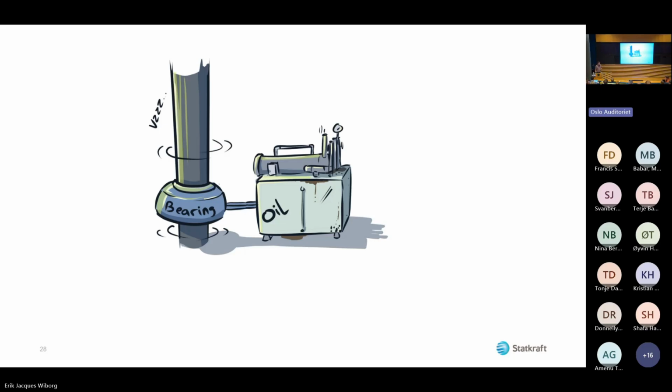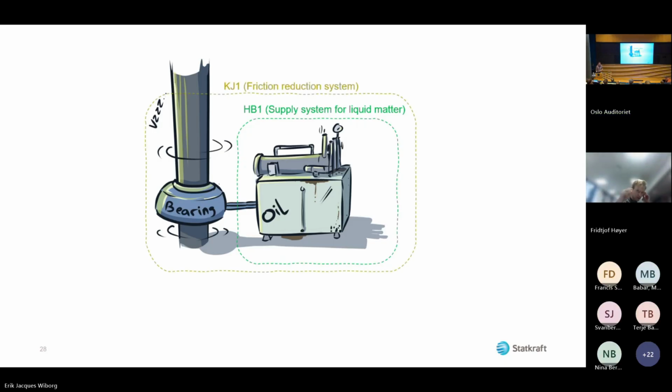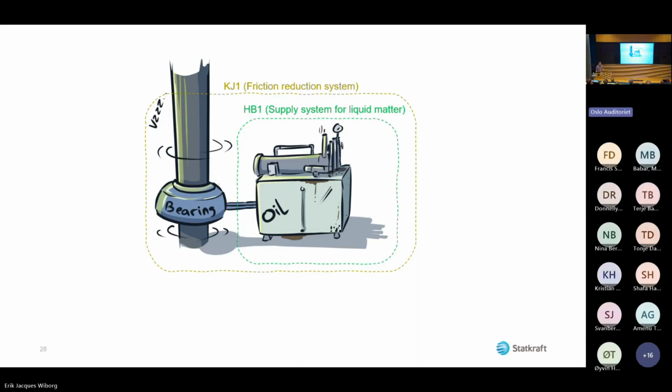So if we have an oil supply system to a bearing, you could say that the oil is reducing friction. So it's a friction reduction system. No. You look at it, you take the system out of its context, put it outside and look at it, and what does this thing do? It supplies liquid. It supplies oil. So that is what we'll tag it as, but it is part of a friction reduction system. And this tells us what it does, it tells us the meaning, it tells us also the context in which it's put.